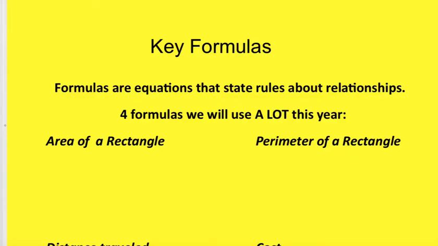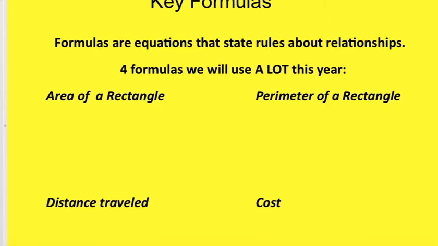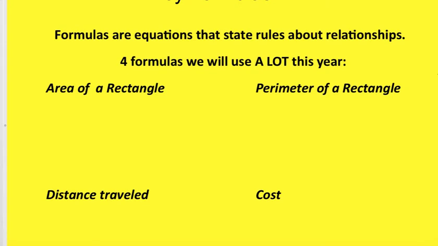All right, so now we got to talk about some key formulas. There are some key formulas that are going to help us with everything that we're doing when we turn things into math. Formulas are just equations that state rules about relationships. 4 formulas we're going to use a lot this year. First one, the area of a rectangle. We've talked about that one. So that formula is area equals L times W, and I'm going to use a capital L.